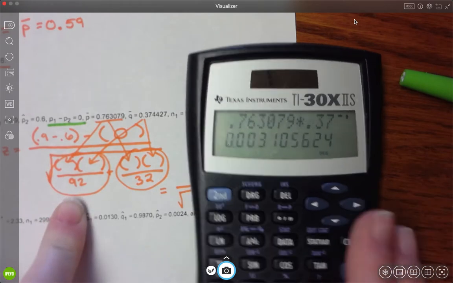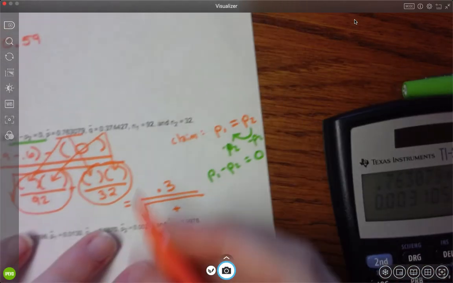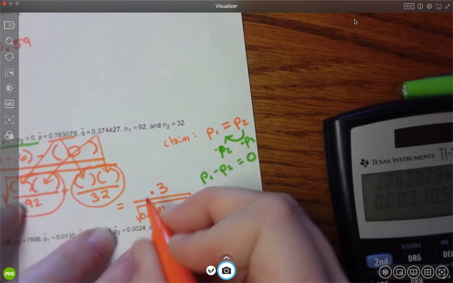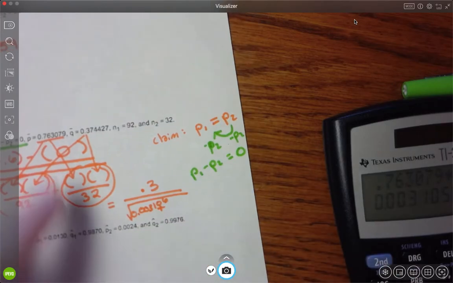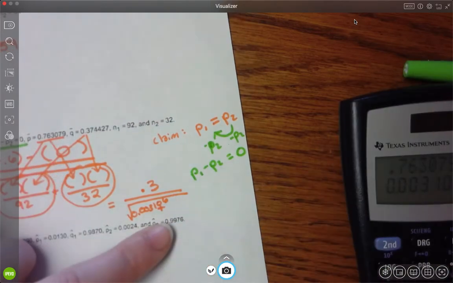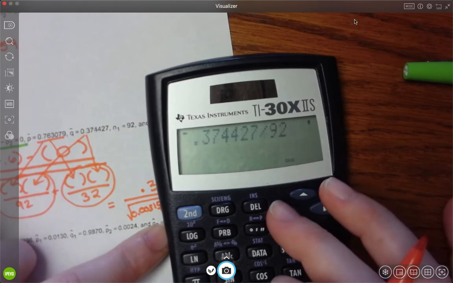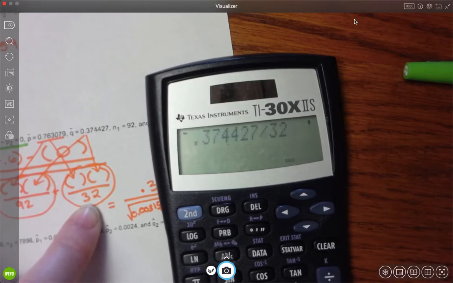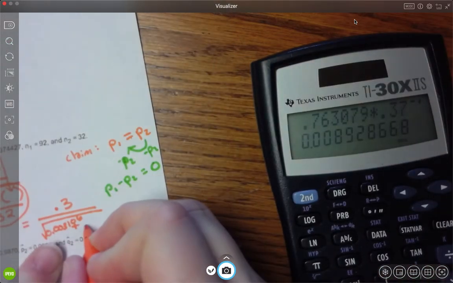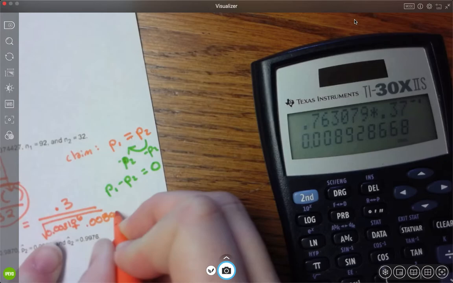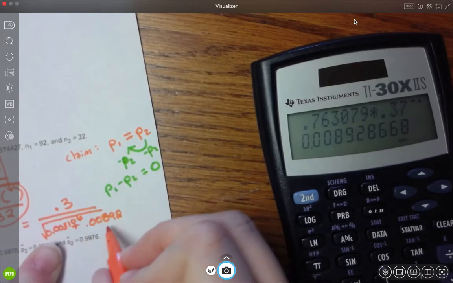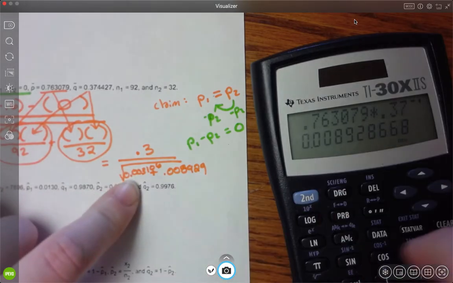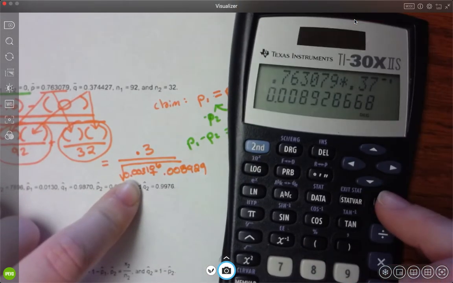Okay, so 0.0031, let's go 6 decimal places because that's what they did up here. Okay, plus, if I type that in, I'm going to go back up into my equation. The only thing I have to change is this 92 to 32. Okay, and then I've got 0.00892, 9 is what the second number is. Okay, now that I have them consolidated down a little bit, now I can just type that in.